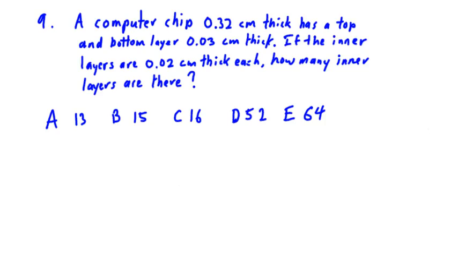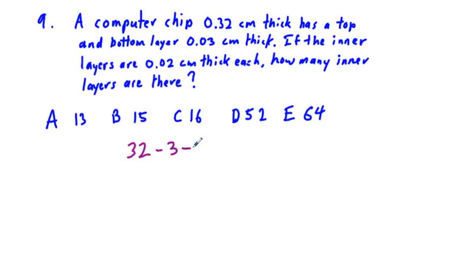Next problem, 9. We have a computer chip, 0.32 centimeters thick, that has a top and bottom layer of 0.03 centimeters thick. If the inner layers are 0.02 centimeters thick each, how many inner layers are there? Well, for simplicity's sake, I'm just going to forget about the decimal. So this 0.03 becomes 3, this 0.02 becomes 2, this 0.32 becomes 32.